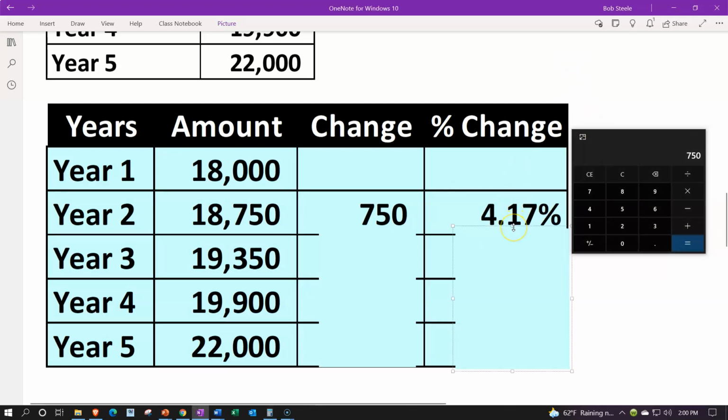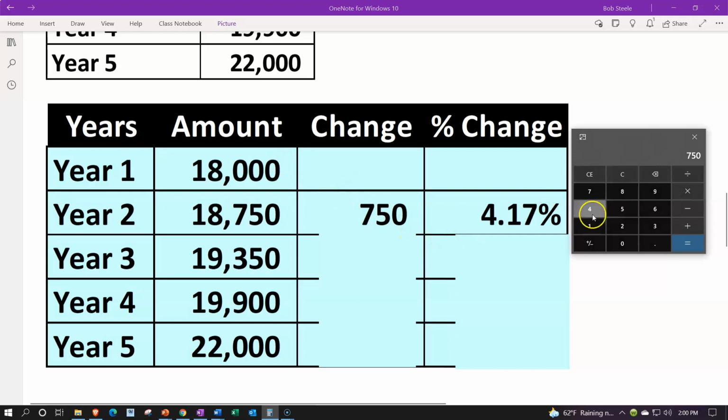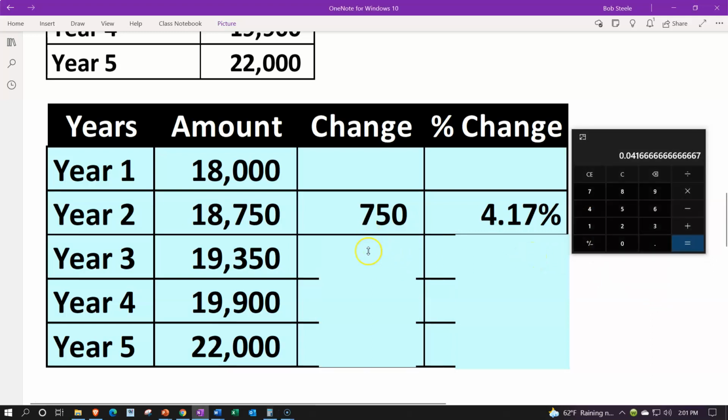And then we can take the percentage change, comparing it to the prior year. So it went up compared to the prior year, dividing the change by the prior year, 18,000. That's going to give us, if we move the decimal 2 places over, about 4.17%. And then we're going to say in year 3, it went up to 19,350.